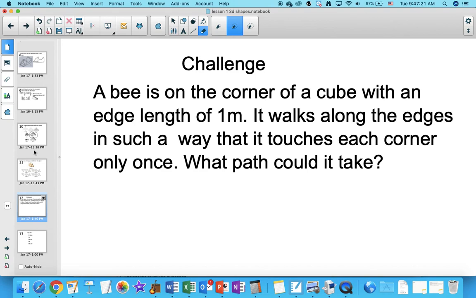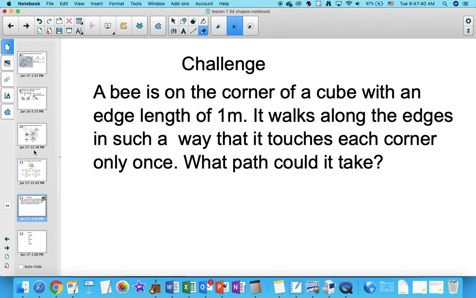So we have a bit of a challenge question. A bee is on the corner of a cube with an edge of 1 centimeter. It walks along the edges in such a way that it touches each corner once. What is a path it could take? So I'm going to let you do this one on your own as it is a challenge question.